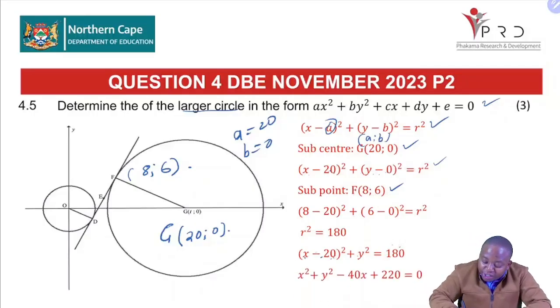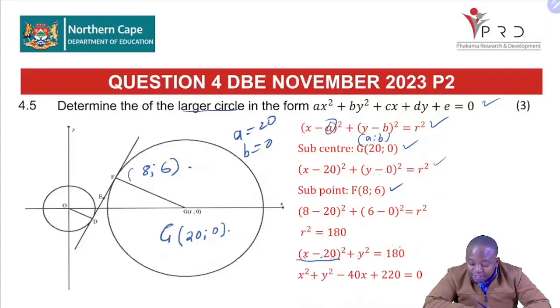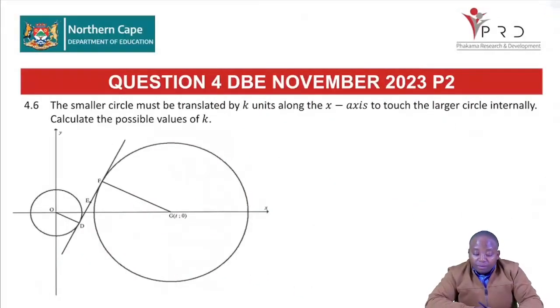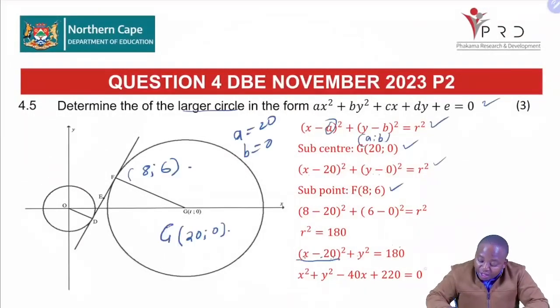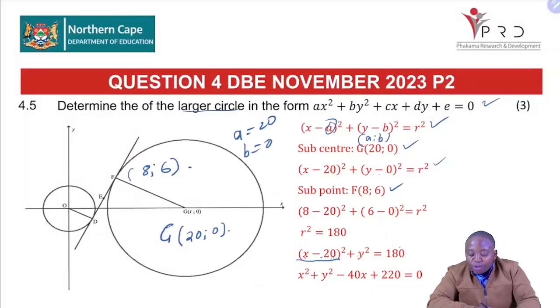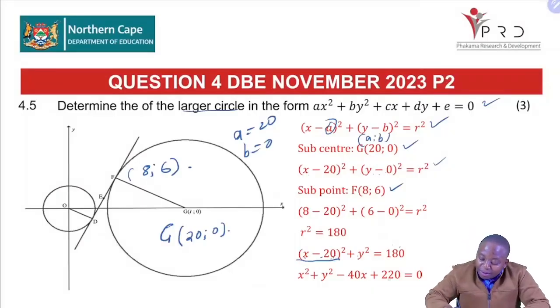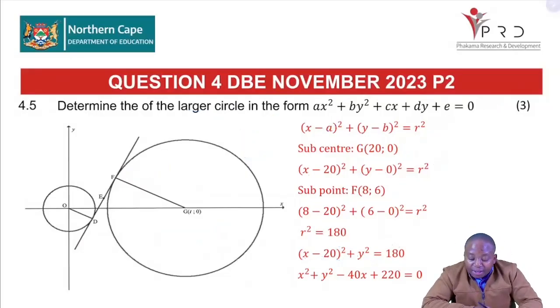Then I can distribute the first part and simplify, and we can get our equation to be x squared plus y squared minus 40x plus 220. So distribute the two and now work around that value there. Right.